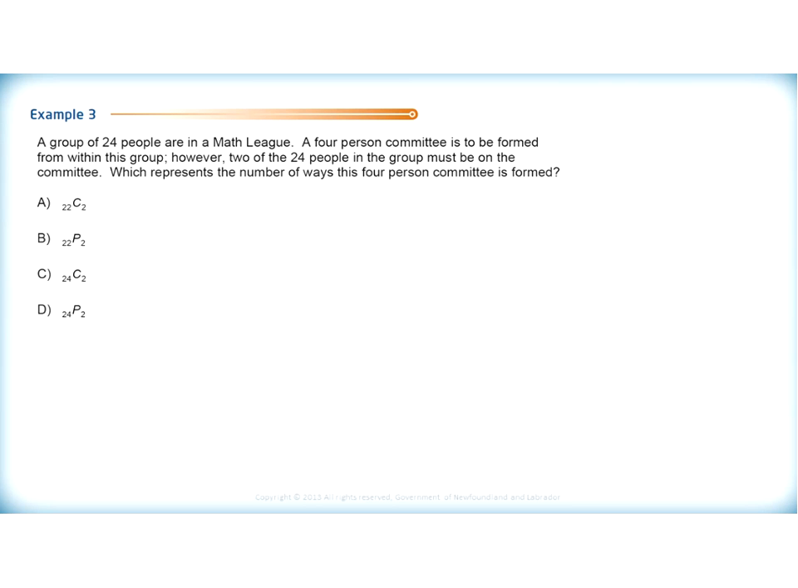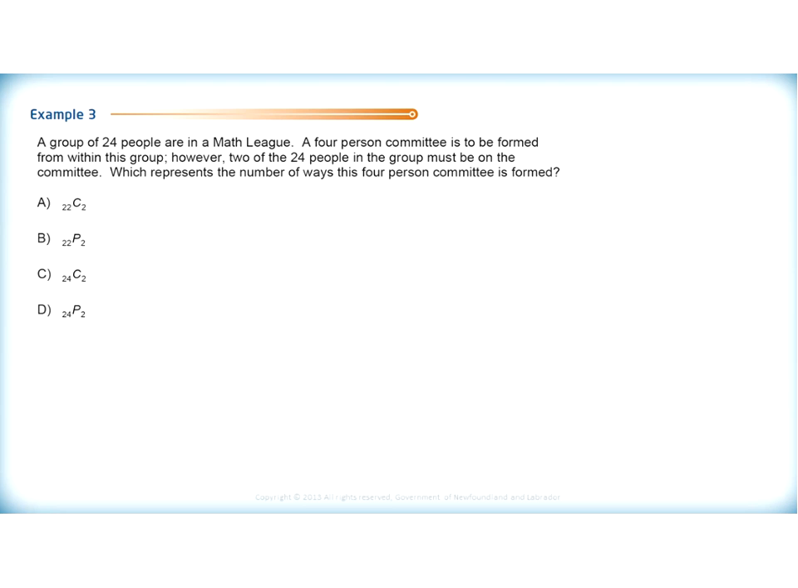Example 3. This is a multiple choice. And again, if you're confident enough with permutations and combinations here, you may want to pause this recording, try this question, and then watch me do it afterwards to see if you have it right. A group of 24 people are in a math league. A 4-person committee is to be formed from within the group. However, 2 of the 24 people in the group must be on the committee. Which represents the number of ways this 4-person committee is formed?